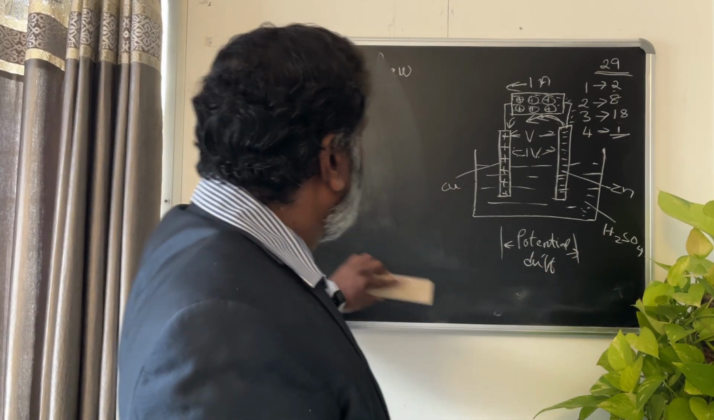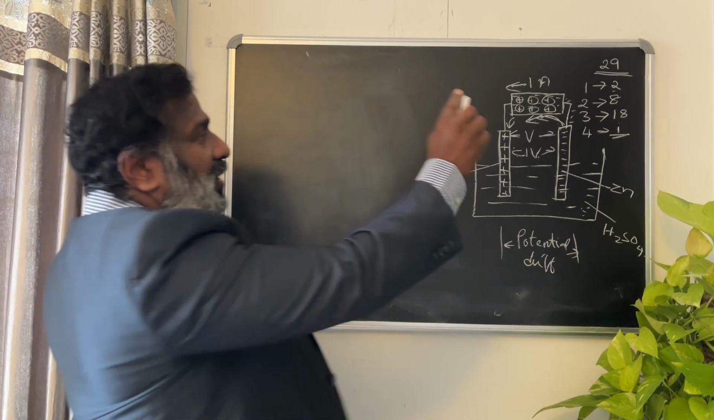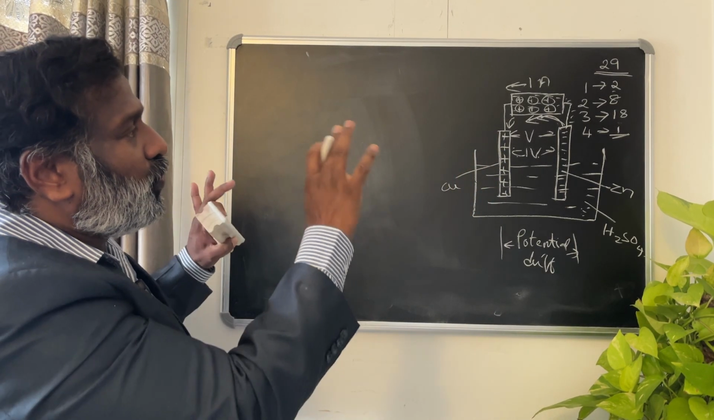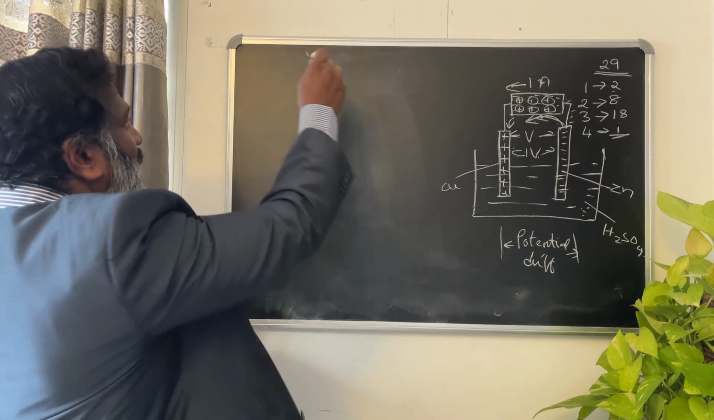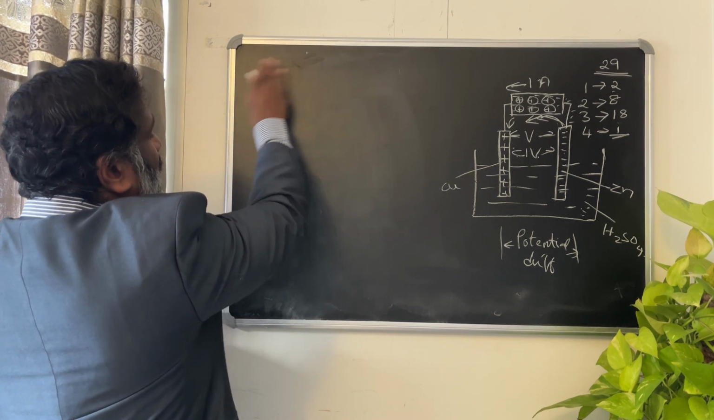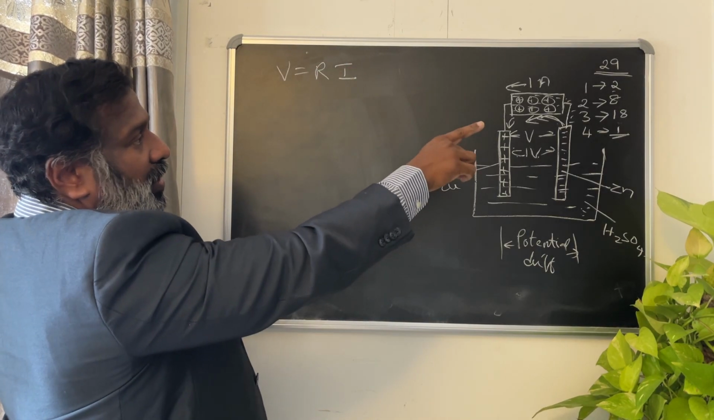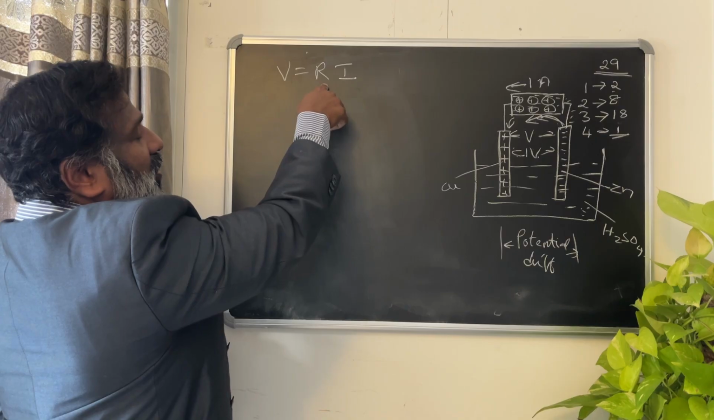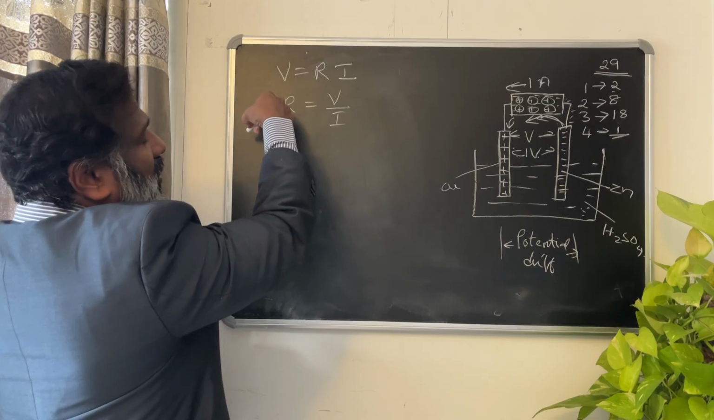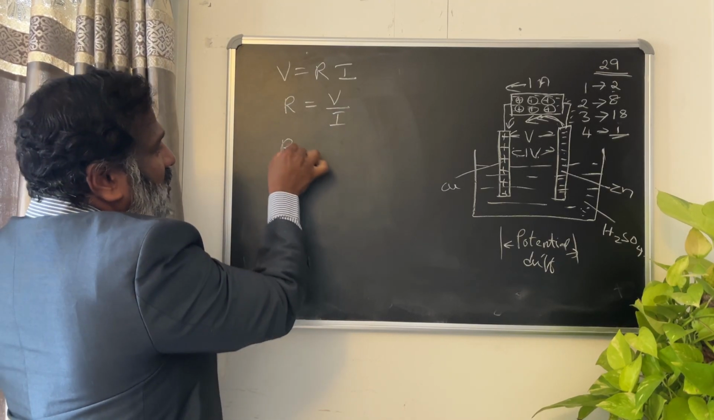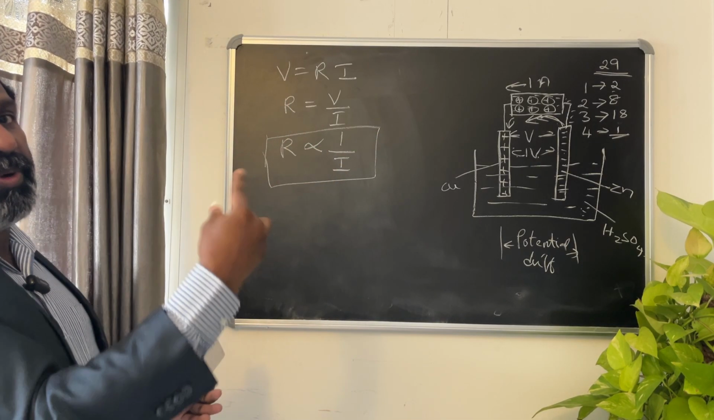Now we need an equation to calculate the resistance. Before that, how is the resistance created? So what is resistance? We have written that V equals R into I, right? The voltage applied across the conductor is proportional to the current. The proportionality constant is R. So R equals V by I. That is what we have written. V comes to the denominator, so V by I. So we can say resistance is inversely proportional to the current.